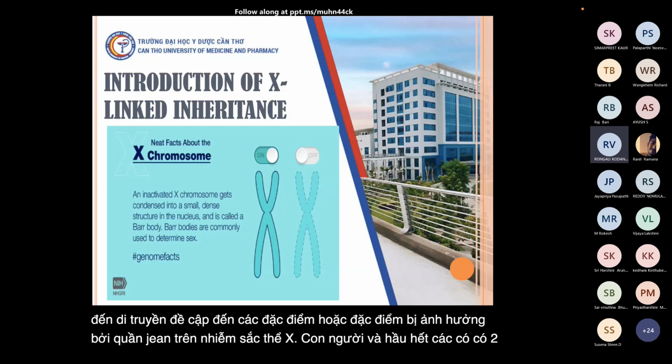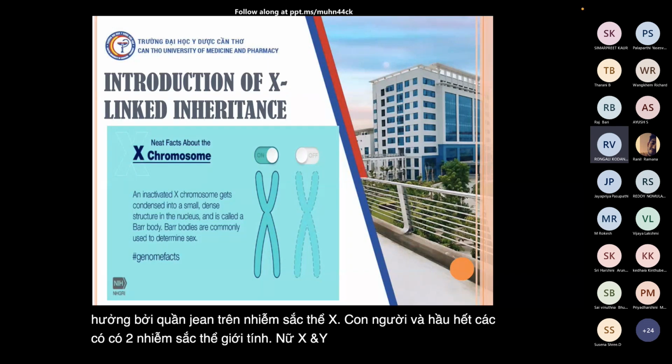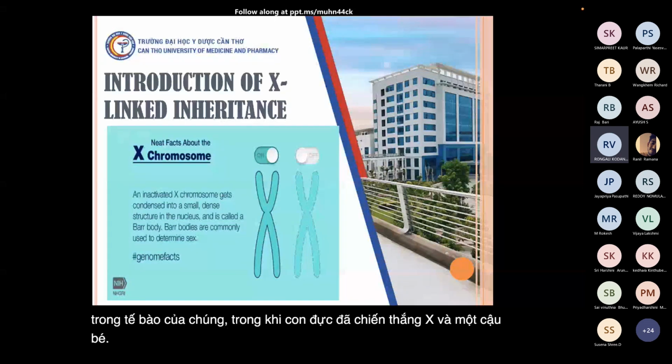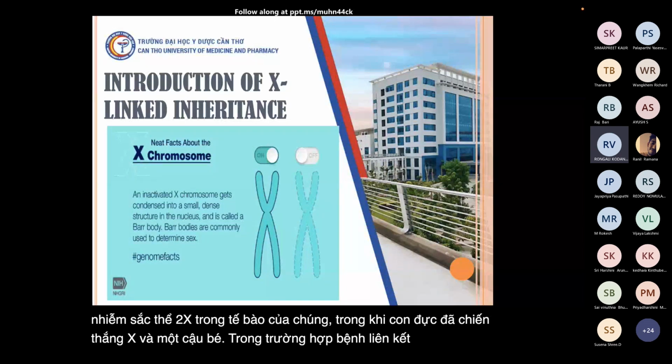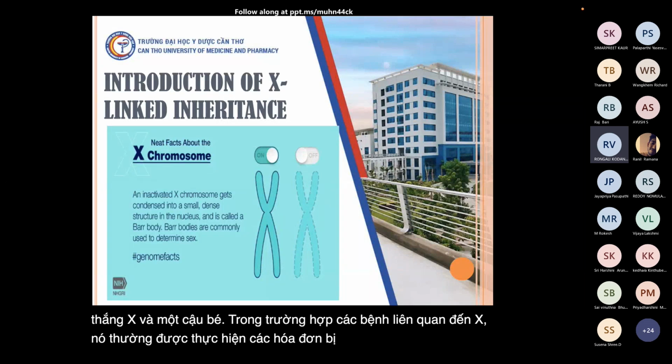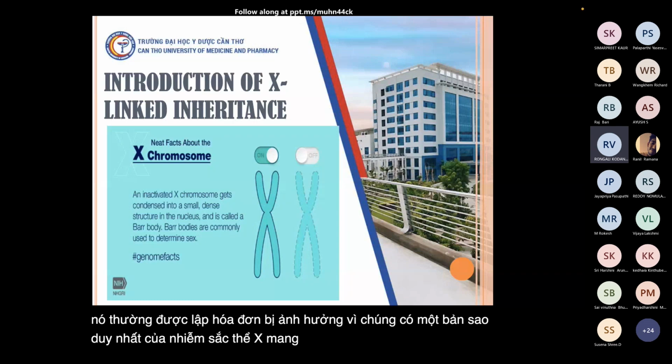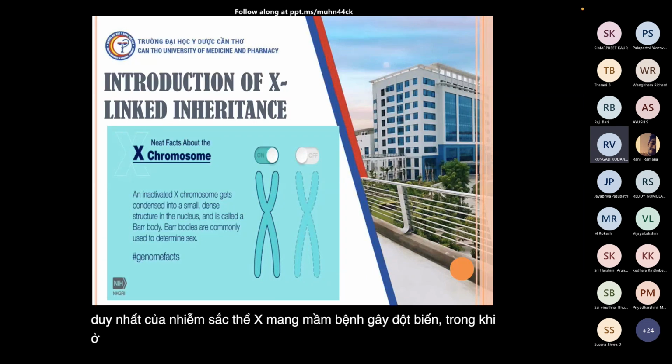Females have two X chromosomes in their cells, while males have one X and one Y. In the case of X-linked diseases, it is usually males that are affected because they have a single copy of an X chromosome that carries the disease-causing mutation. Whereas in females, the presence of a second non-mutated copy may cause milder or no symptoms of the sex-linked disorder.